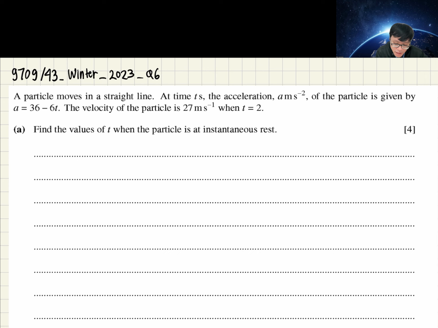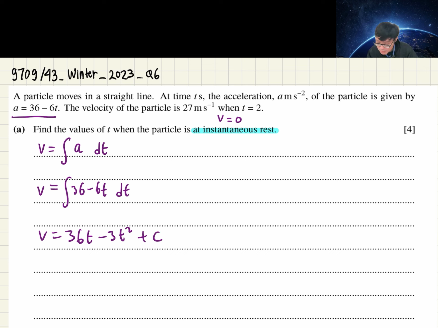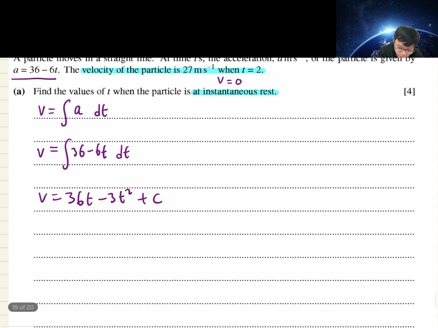It means that we want to find when the velocity is instantly zero. So let's find the time. So I want to find the velocity. We are given acceleration, so v equals the integral of a dt. So we integrate that, 36 minus 6t dt. So you get v equals 36t minus 3t squared, and don't forget plus c. Now, we are given the velocity is 27 when time is 2. So we don't have time equals 0, so we can plug in 2 instead. And then velocity is 27.